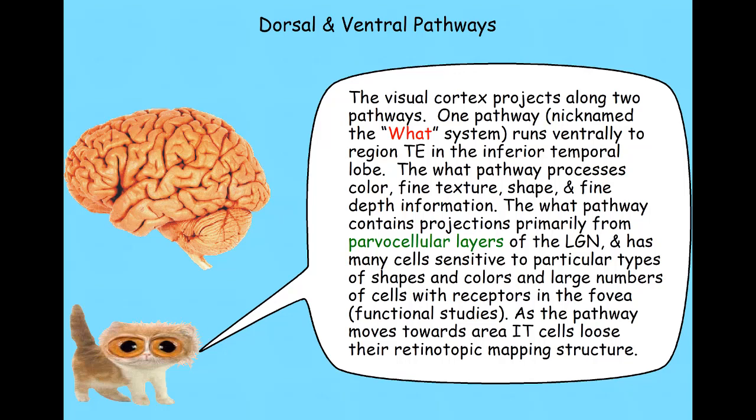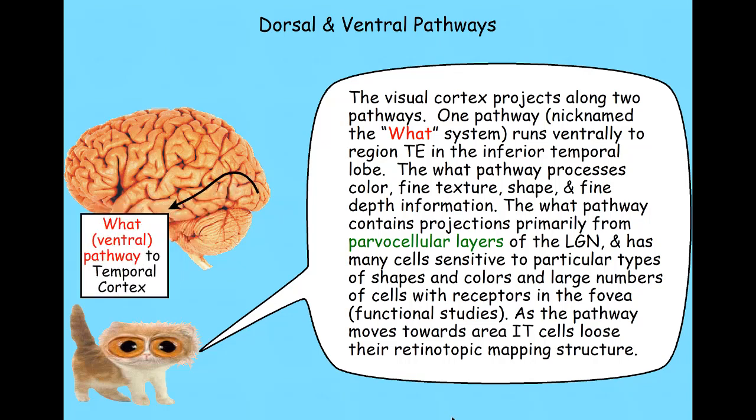So once we get to the visual cortex, once the visual pathway gets to V1, it starts to actually change into two separate pathways that are really pretty strongly dissociated. One pathway is nicknamed the what system, and it runs ventrally to region TE in the inferior temporal lobe. The what pathway processes color, fine texture, shape, and fine depth information.